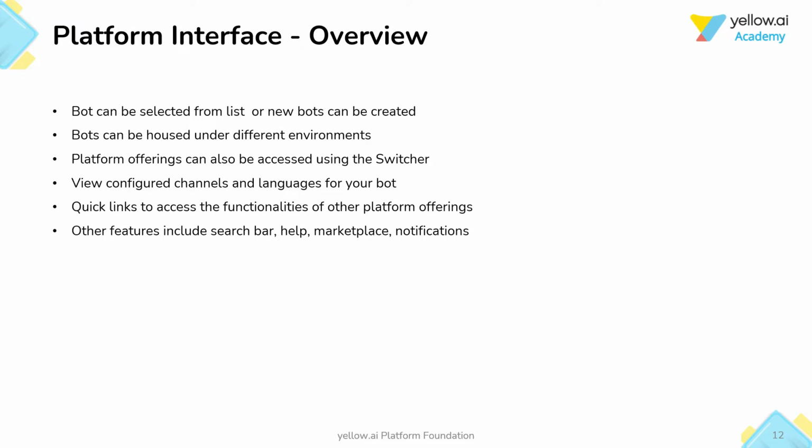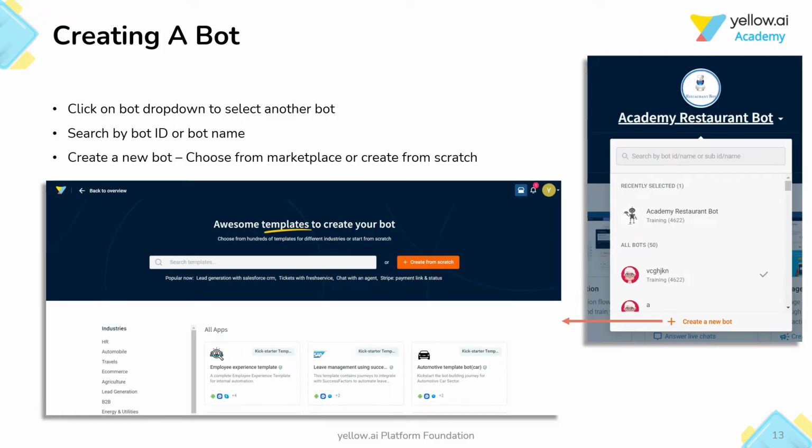Other features in the overview page include the search bar, the help button, access to the marketplace, and also all important notifications. The overview page also gives you the provision to create a new bot. You can either create a new bot from scratch or you can choose an available template from the marketplace.